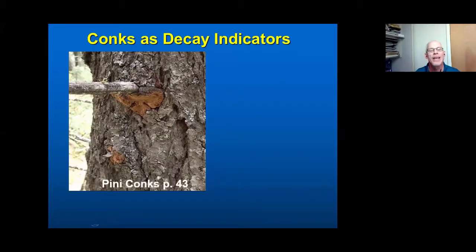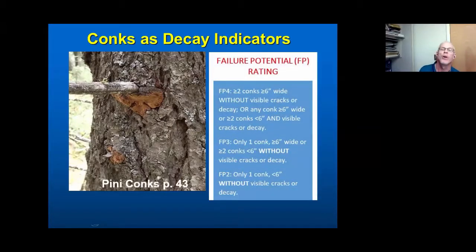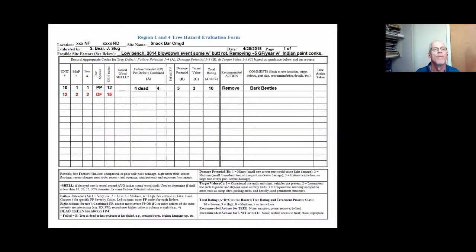Okay, so this one is a pine-eye conk. It's found on page 43, and this is the blue box from page 43. I already talked through some of this process. In this particular case, we're finding a number of different conks on the tree, and I'll show you how that plugs into the form here.